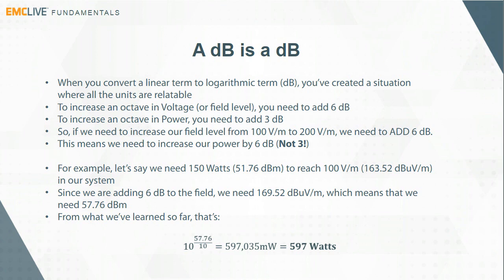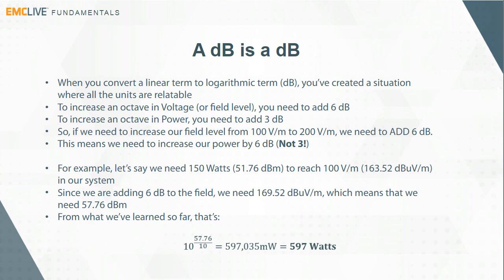One of the advantages of using decibels is that it creates a situation where all units are relatable. So a dB is basically a dB. To increase an octave in voltage or field level, you need to add 6 dB. And to increase an octave in power, or double the power, you have to add 3 dB.